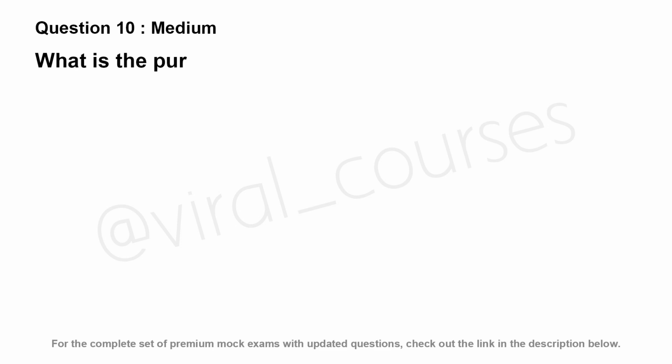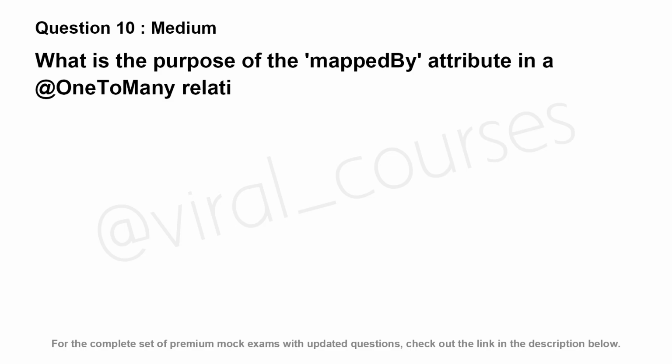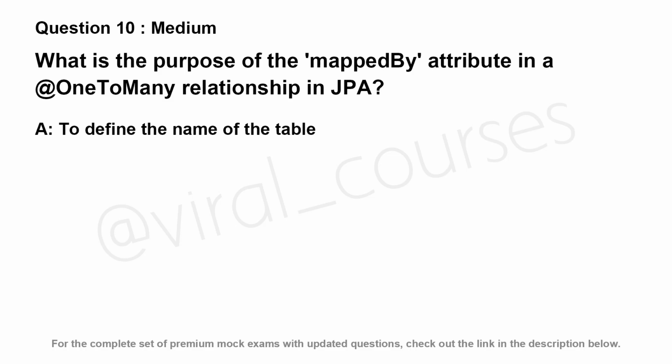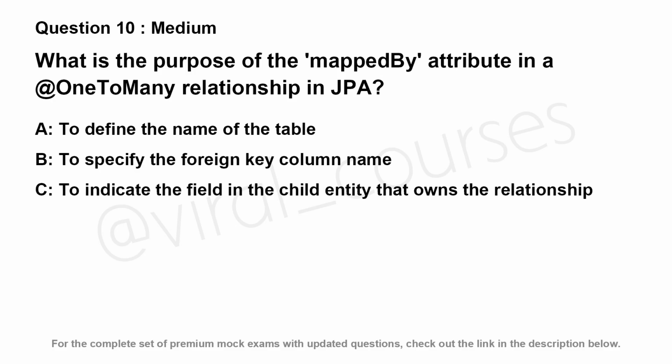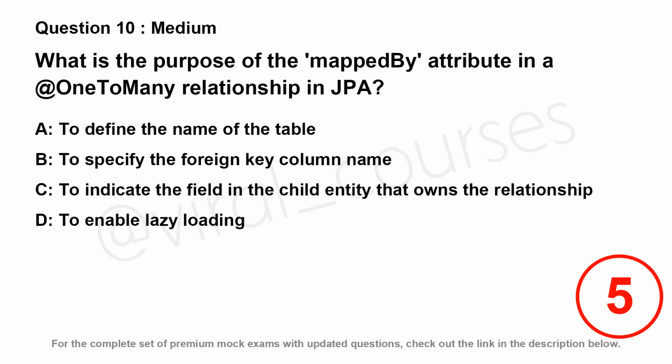What is the purpose of the mappedBy attribute in a @OneToMany relationship in JPA? Option A. To define the name of the table. Option B. To specify the foreign key column name. Option C. To indicate the field in the child entity that owns the relationship. Option D. To enable lazy loading.